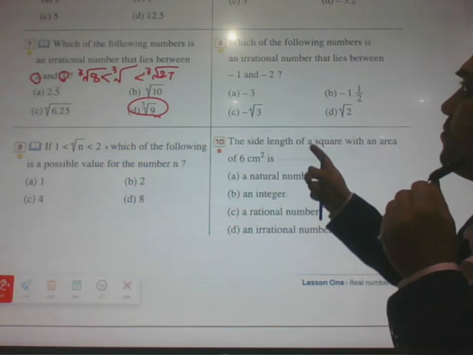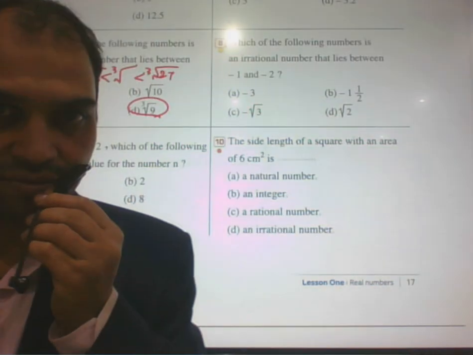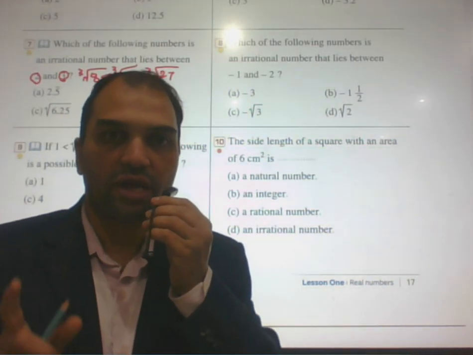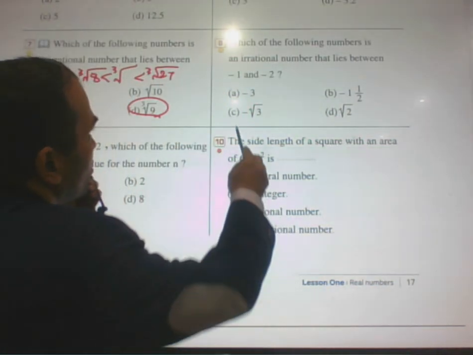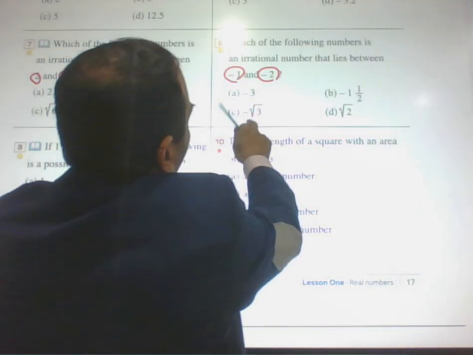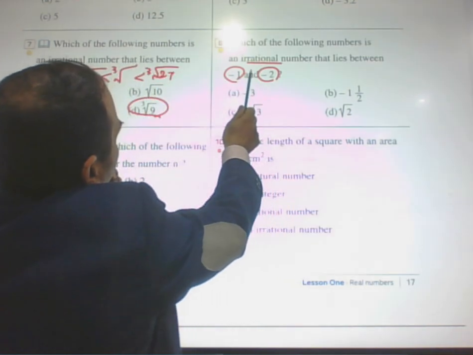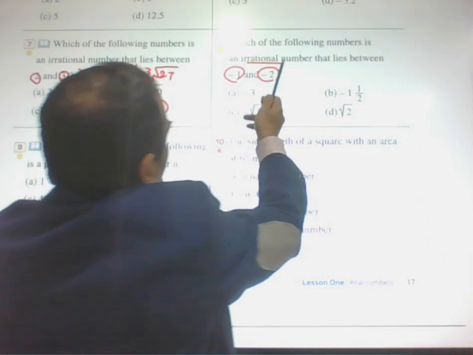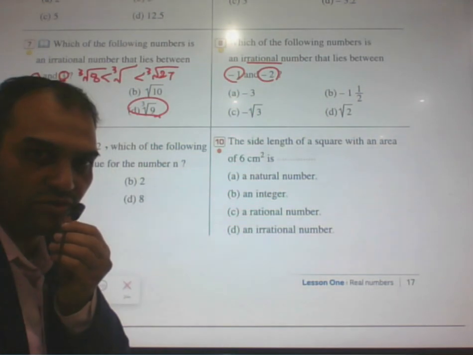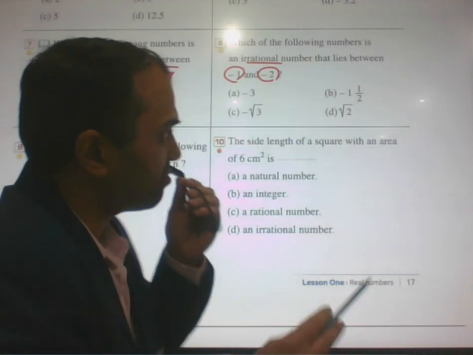Next question here, number 8. Which of the following numbers is an irrational number that lies between negative 1 and negative 2? Look at here. We have negative 1 and negative 2. We have negative square root, but we want to find an irrational number. Negative root 3 lies between negative 1 and negative 2. Choose letter C.